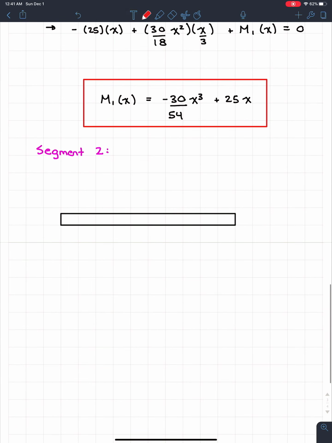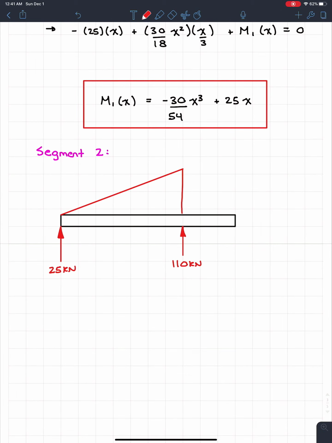So in segment 2, we're going to have to draw everything on the left, so we know that we still have AY, which is 25 kilonewtons. We also have a BY now, because this is included, and this one's 110 kilonewtons. We have a distributed load, that doesn't change, but now the whole distributed load is in the segment, which is great, because for this force here, it's not F3, we don't have to solve for it again, this is still F1, which we know is 135 kilonewtons.